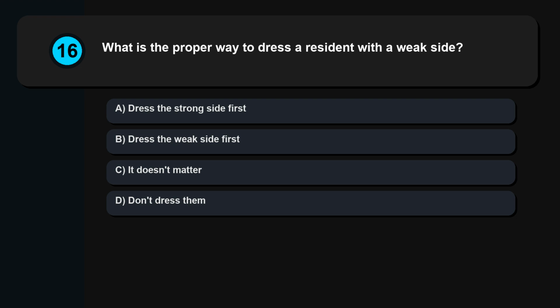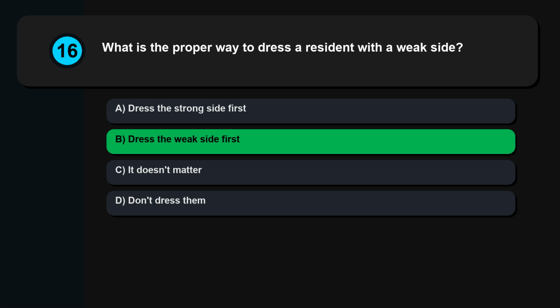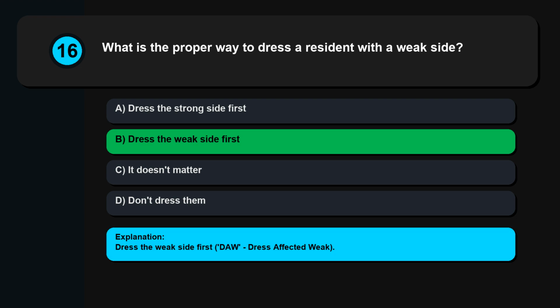Question 16. What is the proper way to dress a resident with a weak side? Dress the strong side first. Dress the weak side first. It doesn't matter. Don't dress them. Dress the weak side first, the affected side.